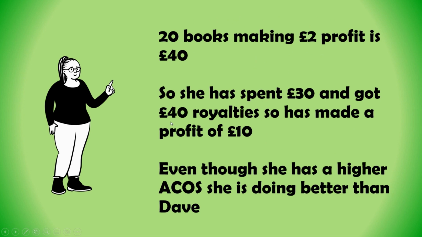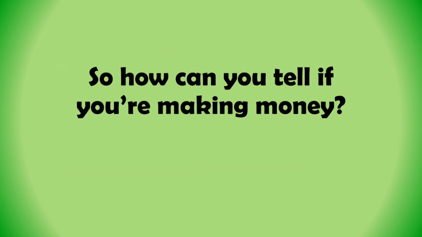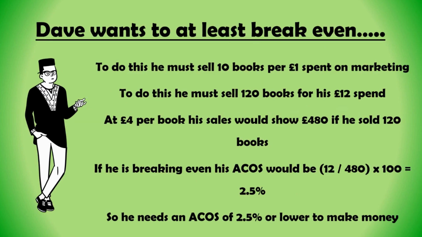So she's actually only spent £30 and she's made £40 worth of royalties. So she's made a profit of £10. So even though she's got that higher ACOS, she is actually doing better than Dave. So how can you tell if you're making money? Dave needs to at least break even.